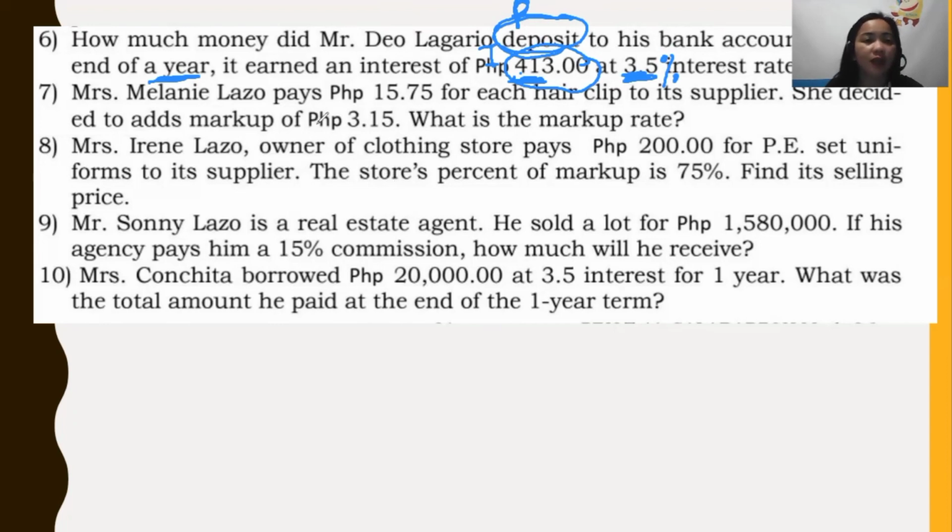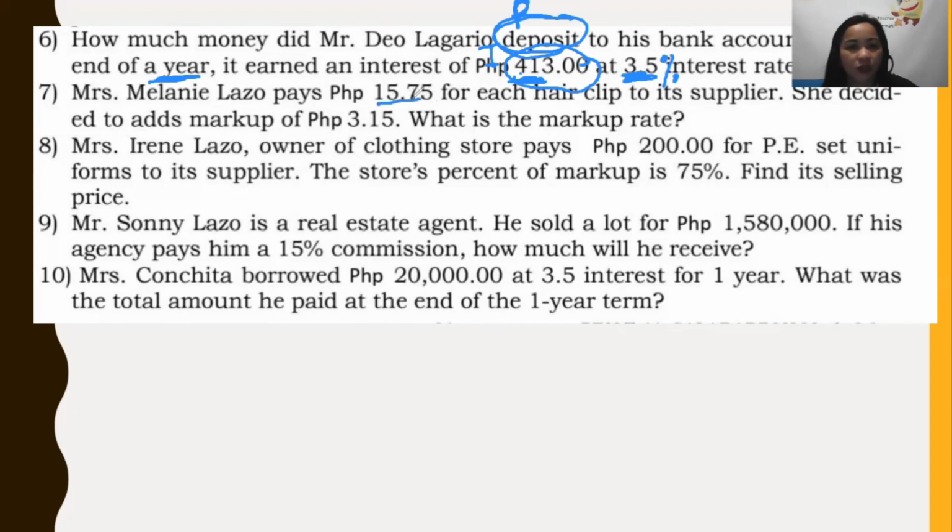And number 7, Mrs. Melanie Lasso pays 15 pesos and 75 centavos for each hair clip to each supplier. She decided to add markup of 3 pesos and 15 centavos. Markup, ano pala to, no? So, hindi siya sa commission. What is the markup rate? So, rate ang nawawala dito.